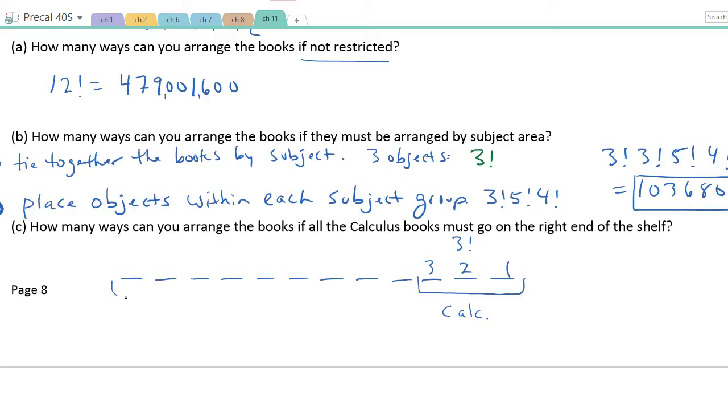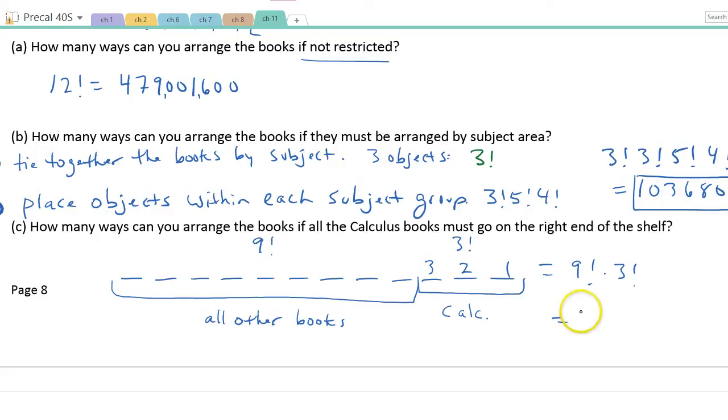Now this would be all other books. And there are no restrictions on this one. And there are 9 of them. So I could write 9, 8, 7, 6, but it's 9 factorial. So my answer is going to be 9 factorial times 3 factorial. Which gives me, oh, hold on a second. I had to grab my calculator because I cannot do that in my head. It is 2177280. All right, there you go.